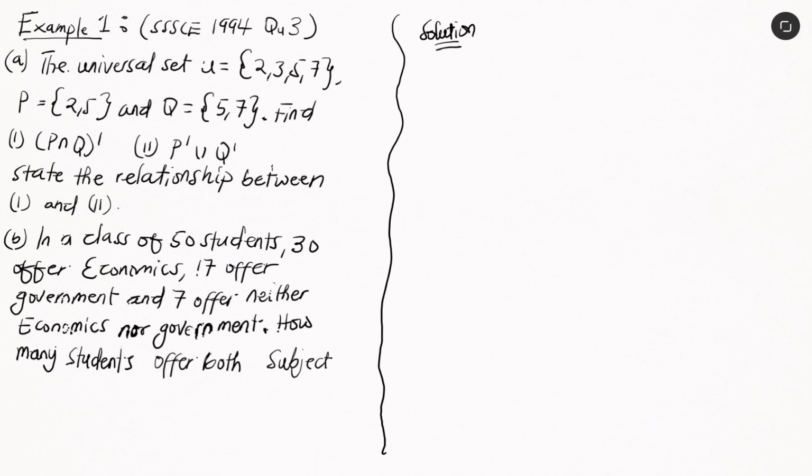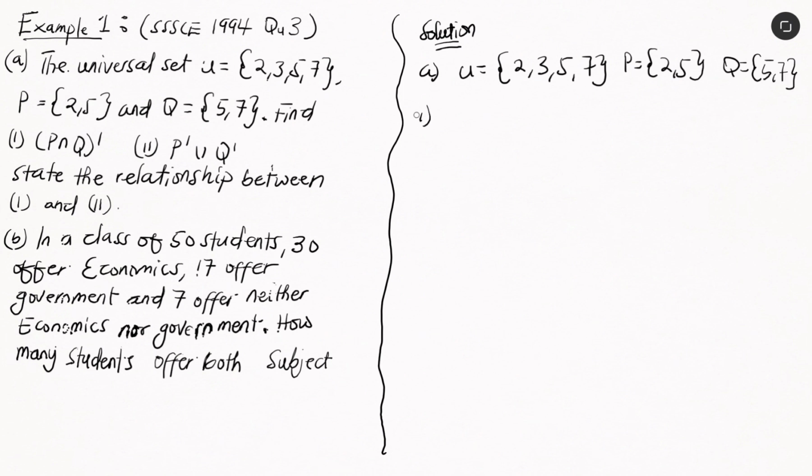So A, they said that the universal set, so our universal set U is equal to {2, 3, 5, 7}. And then our P is equal to {2, 5}, and then our Q equals {5, 7}. Now we have to find I, P intersection Q prime.